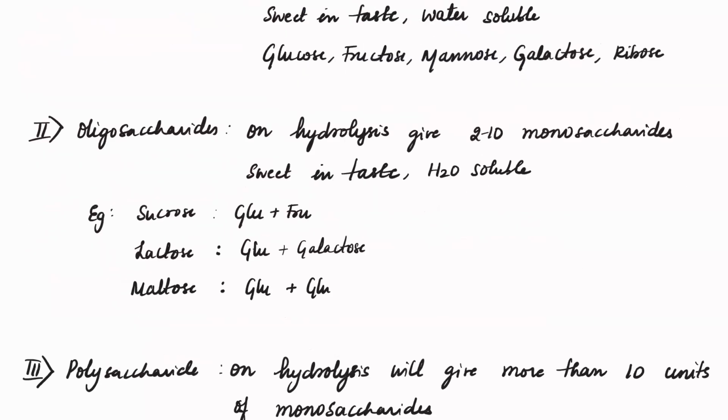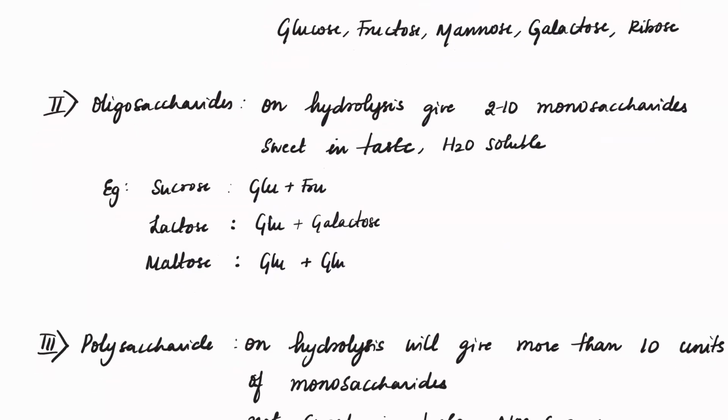Oligosaccharides are those which on hydrolysis give 2 to 10 monosaccharides. They are also generally sweet in taste and water soluble. For example, sucrose is an oligosaccharide or disaccharide which on hydrolysis gives glucose and fructose. Lactose gives glucose and galactose. Maltose gives glucose and glucose. So any 2 to 10 units, we call oligosaccharides.